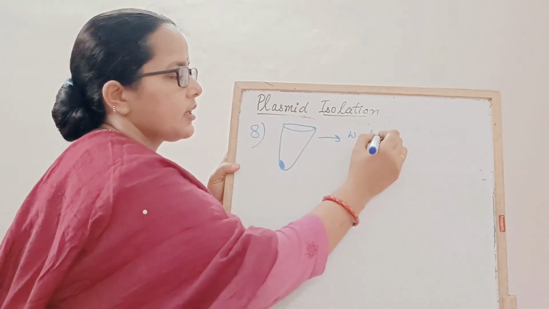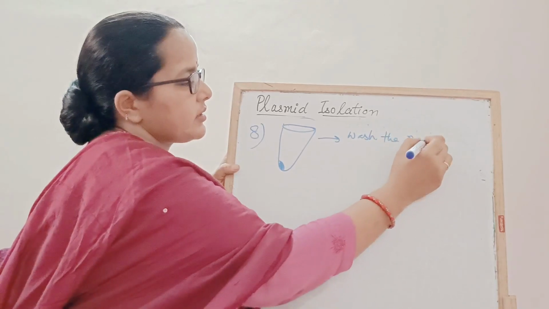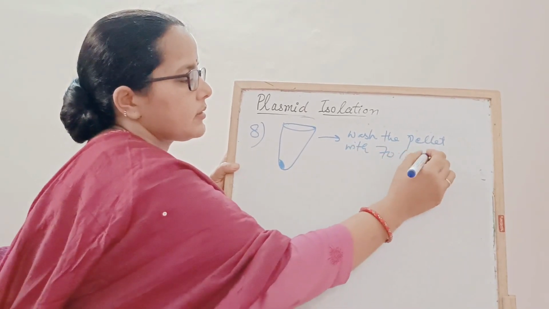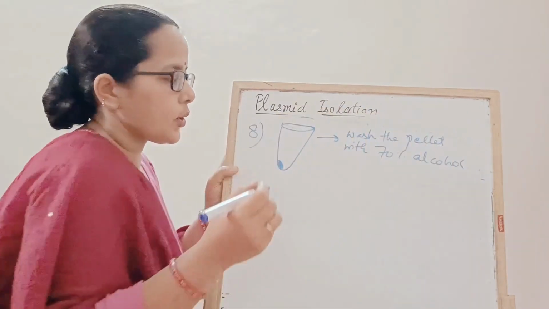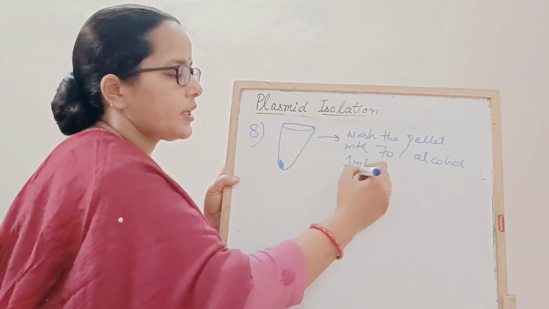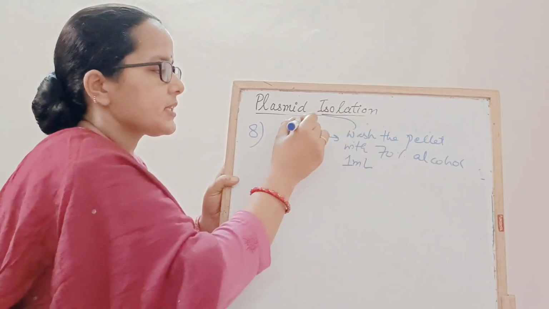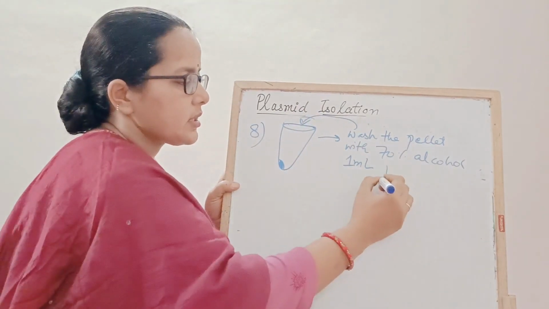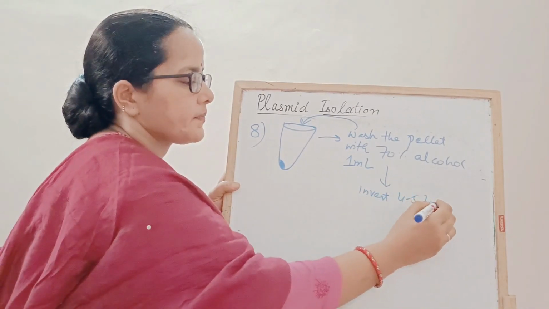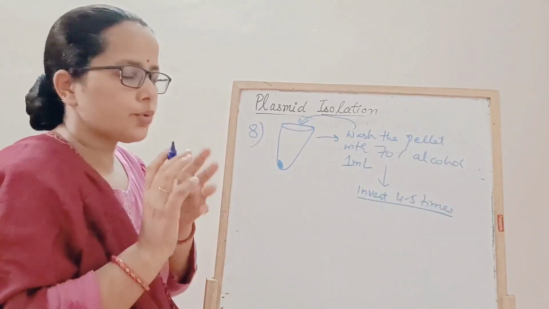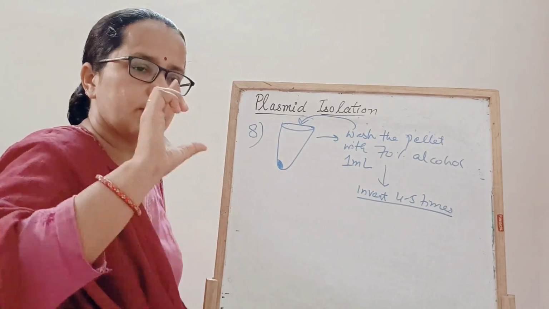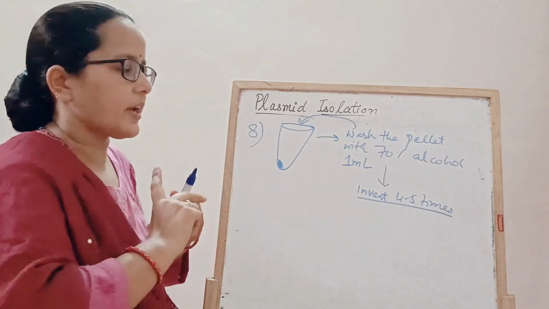So wash the pellet with 70% alcohol. Add 1 ml of 70% alcohol to the tube, and just invert 4 to 5 times. What you have to do is just invert the tubes. After addition of 70% alcohol, close the cap and just invert 4 to 5 times.